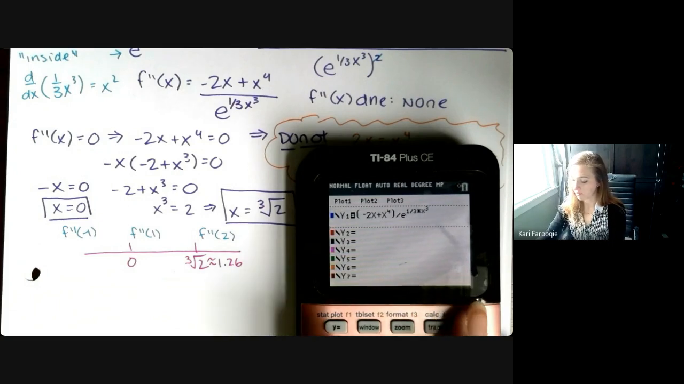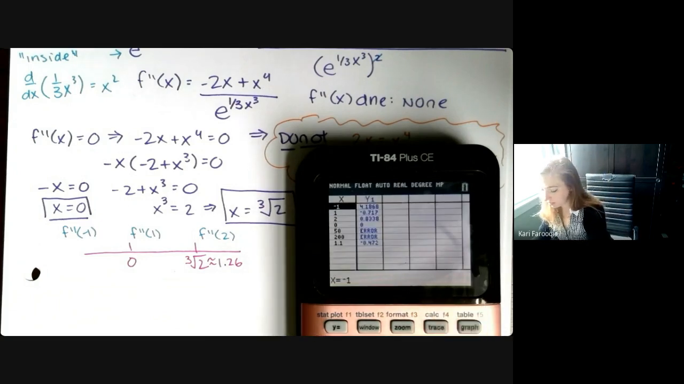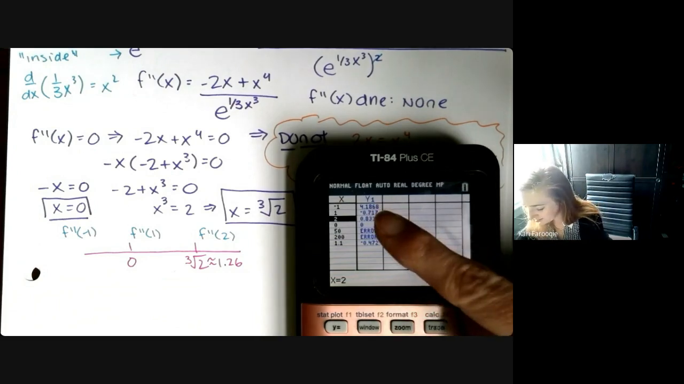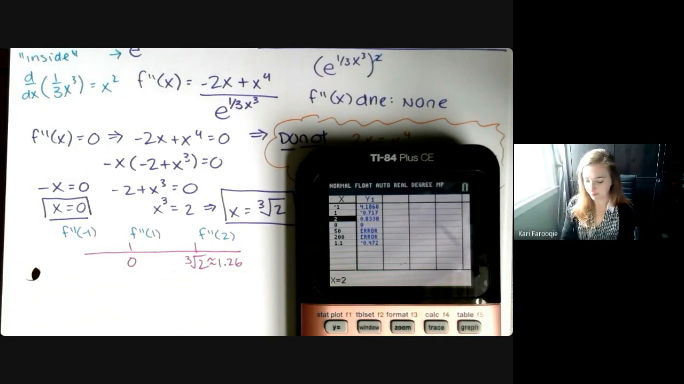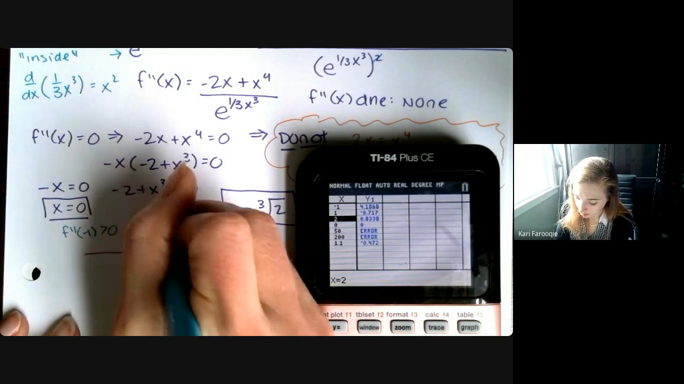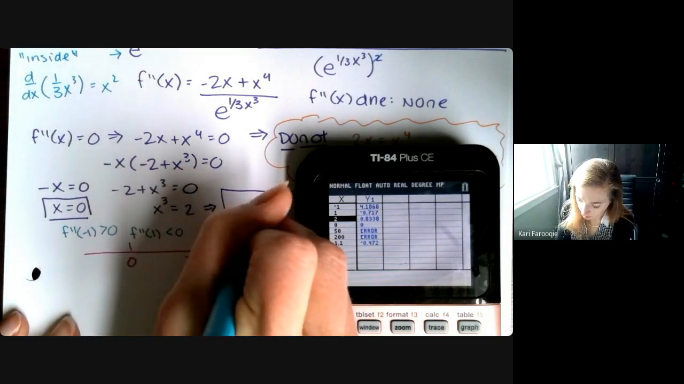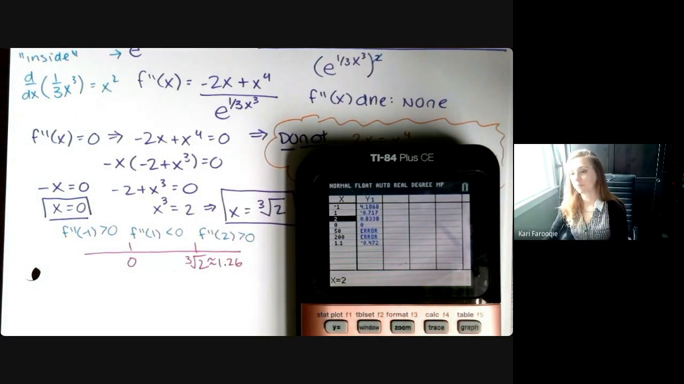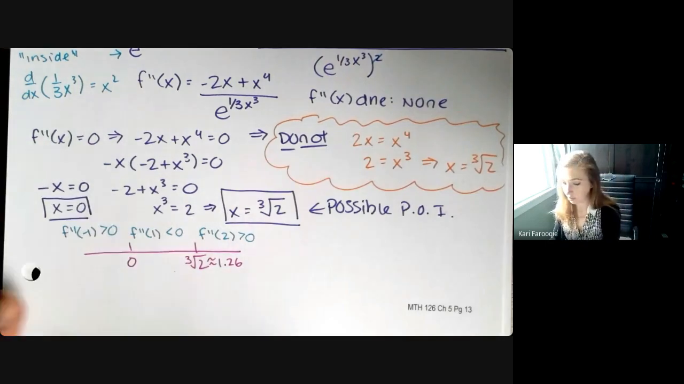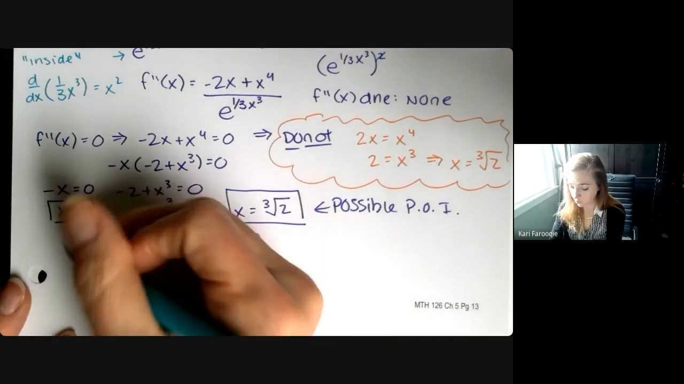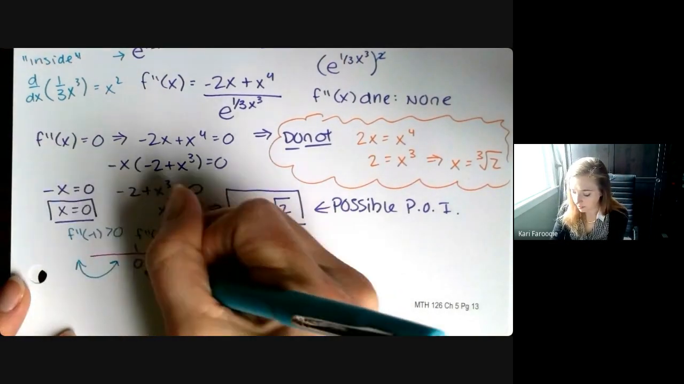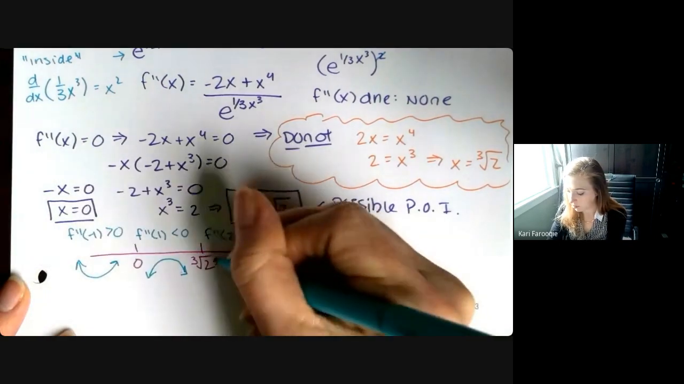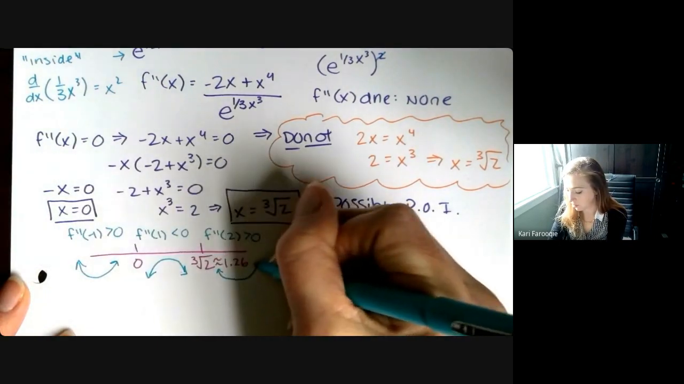And then we'll go to our table and we'll look at -1, which I already have in there, 1, which I already have in there, and 2, which I already have in there. It's positive, negative, positive. So we can go ahead and make our conclusions about concavity. If it's positive, we're concave up. Negative means concave down. Positive means concave up.